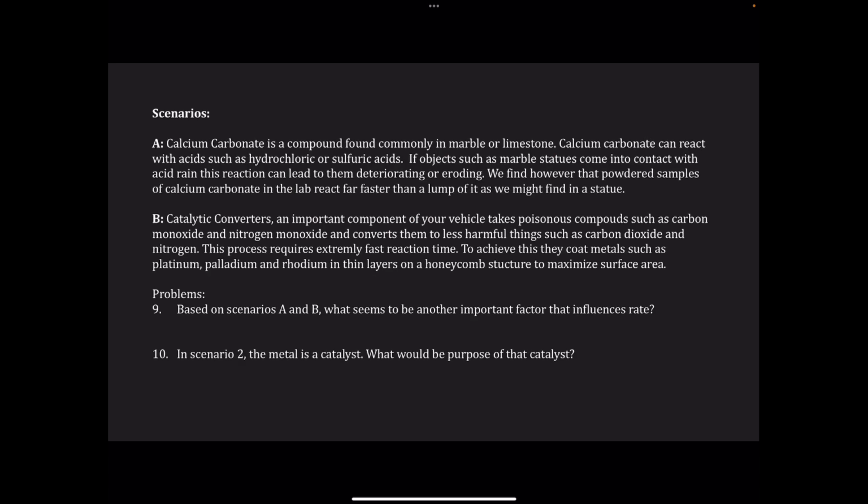Now, looking at another scenario, we've got calcium carbonate, which is a compound found commonly in marble or limestone. Calcium carbonate can react with acids such as hydrochloric or sulfuric acids. If objects such as marble statues come into contact with acid rain, this reaction can lead to them deteriorating or eroding. We find, however, that powdered samples of calcium carbonate in the lab react far faster than a lump that we might find in a statue.